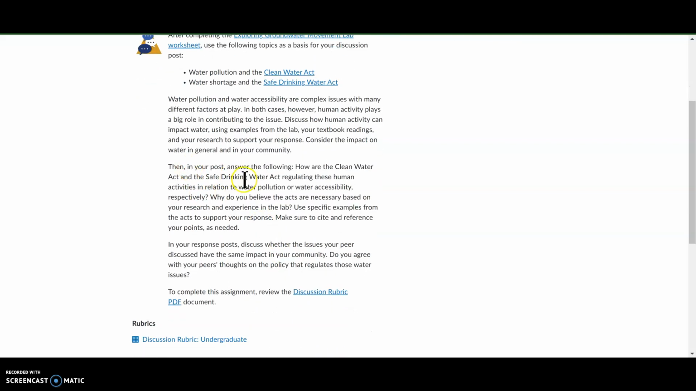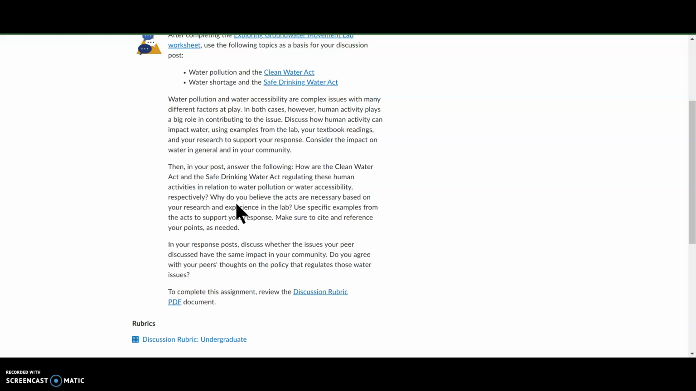And then you're going to answer how the Clean Water Act and the Safe Drinking Water Act are regulating these human activities. So really look into the point source versus the non-point source pollution activity parts of those acts, and then talk about why you believe the acts are necessary based on what you have learned and your experiences that you see in the lab, in the water lab.